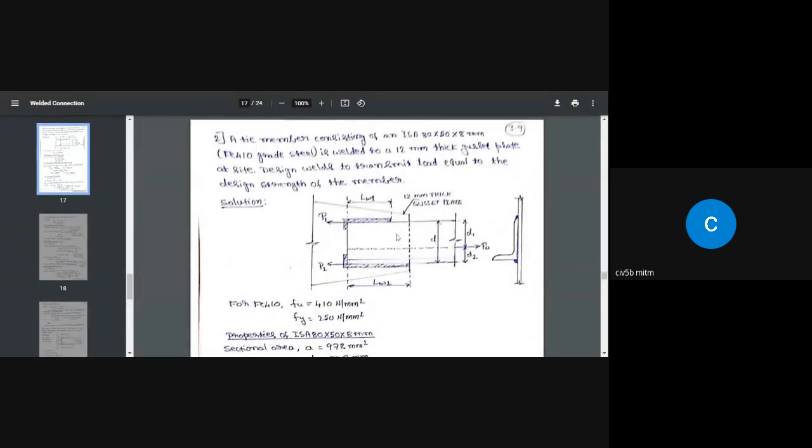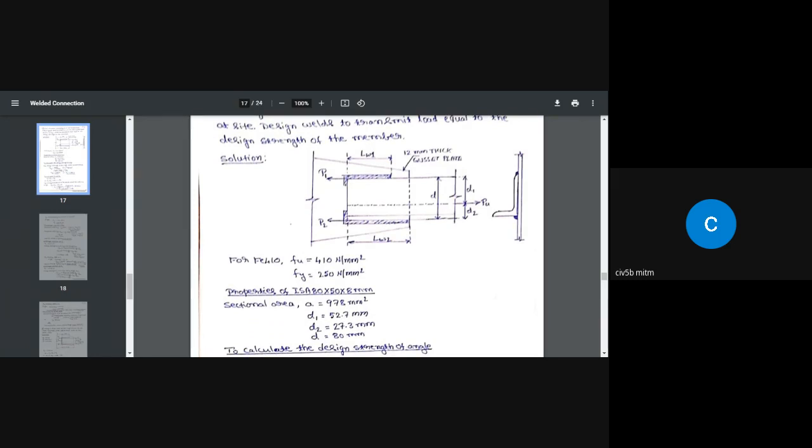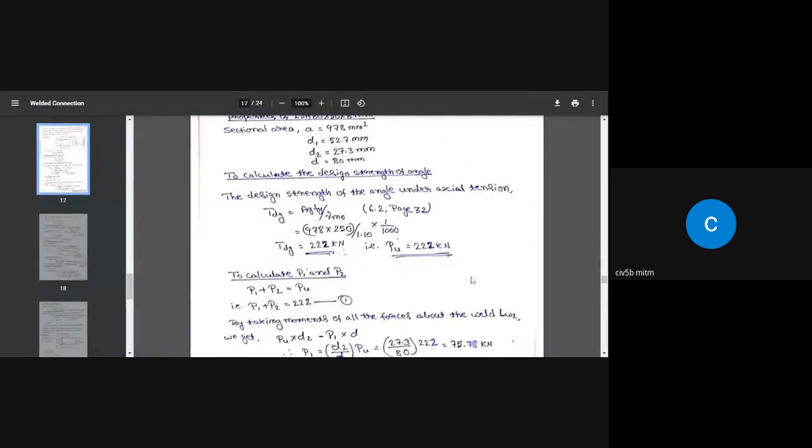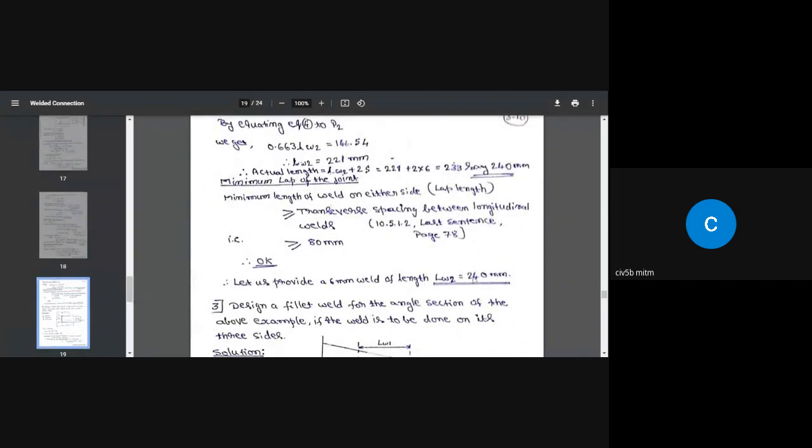So when it comes to 240 millimeter and 130 millimeter, if you look here we are going to provide a minimum 130 millimeter length of weld, and here it is a minimum of 240 millimeter. So to take care of these two forces, the combined value of P1 and P2 is the Pu value, which is 222 kilonewton. Once that is done, we need to do some extra check as per the codal recommendation. So what is the check we are going to do?